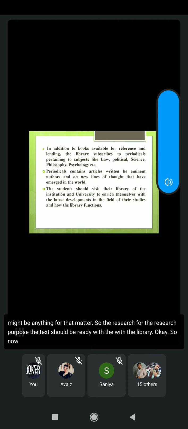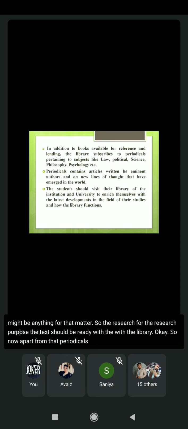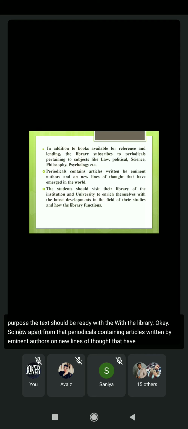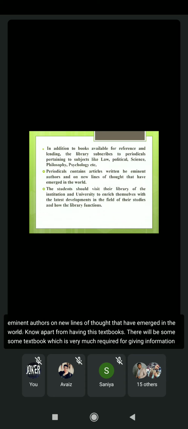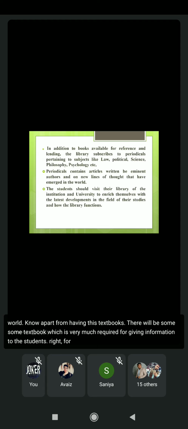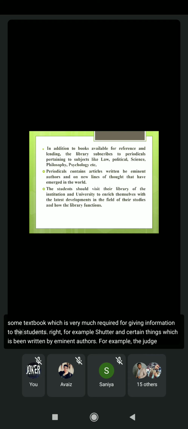Apart from that, periodicals contain articles written by eminent authors on new lines of thought that have emerged in the world. Apart from having these textbooks, there will be some textbooks which are very much required for giving information to the students, for example, certain things written by eminent authors. For example, the Chief Justice of India writes one textbook.